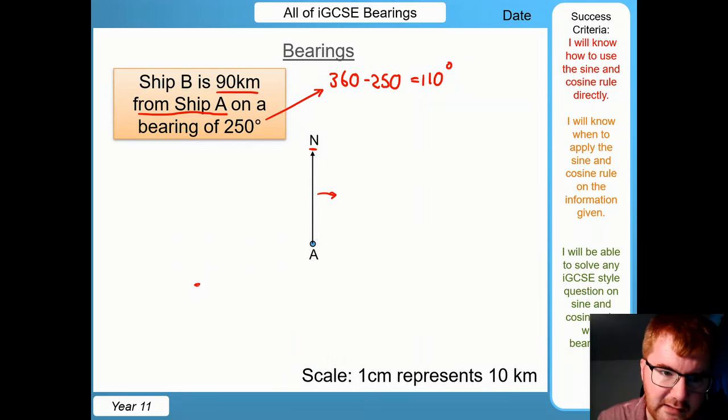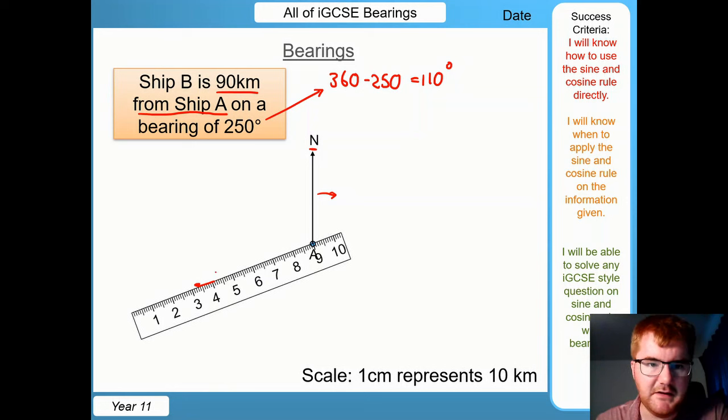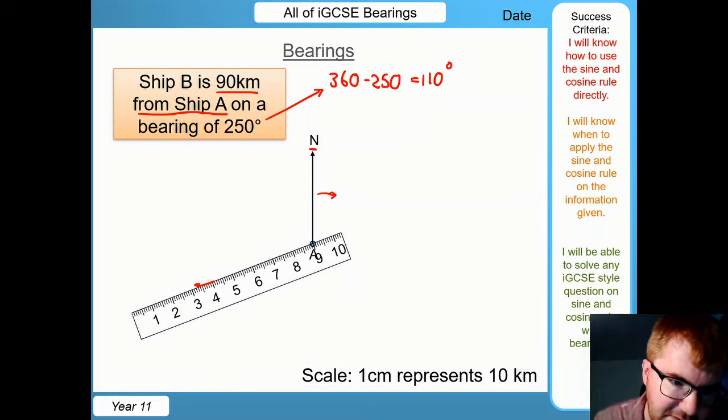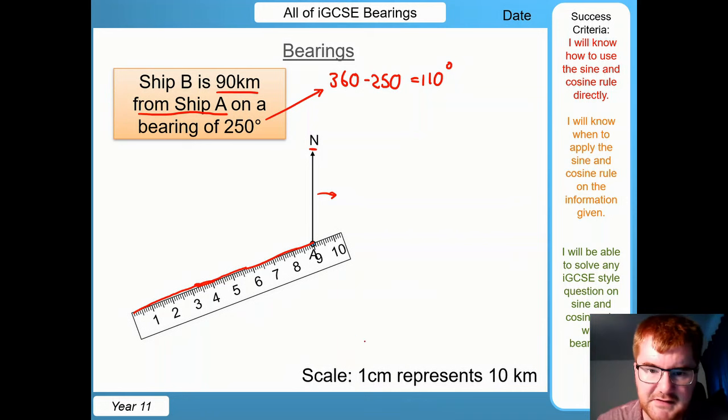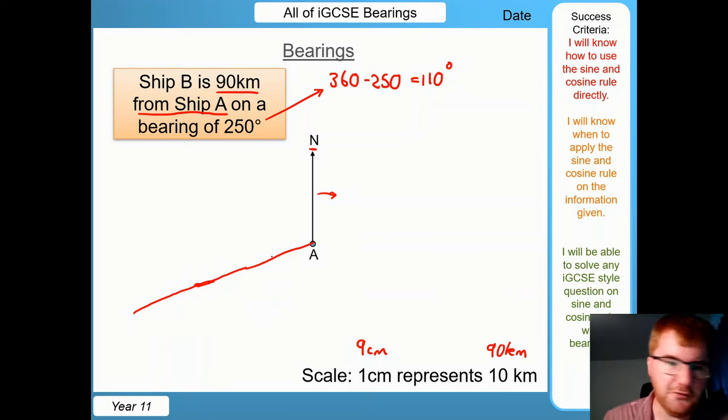Notice if I draw this line in, which I'm going to do with the ruler, of course, because we want it 9 centimeters. So it needs to go all the way along here. Now I know it's 9 centimeters because 1 centimeter represents 10 kilometers and 9 centimeters represents 90 kilometers. And what I want to show you here is the bearing, and not the straightest line in the world, but notice this angle here is what we want.